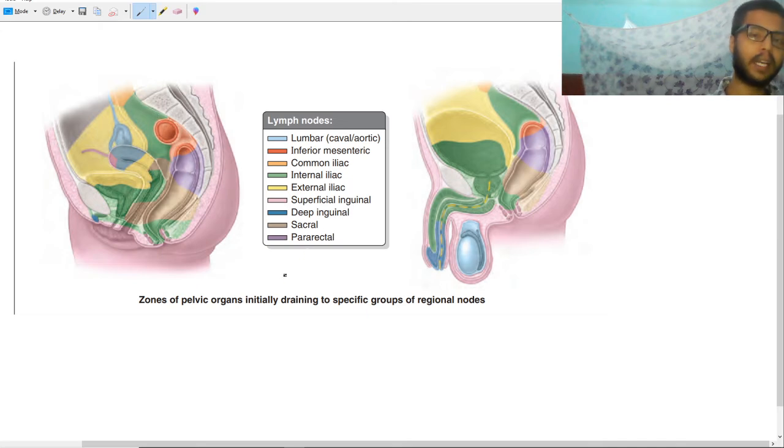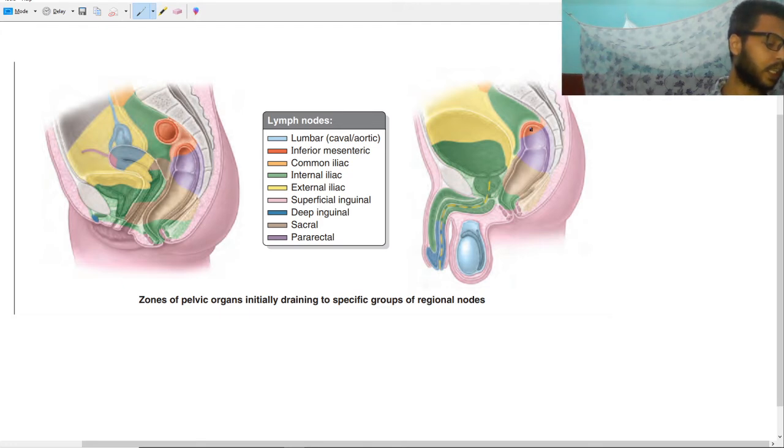And in male, along testicular vessels, these lymphatics drain testis and epididymis to lumbar lymph nodes. And regarding inferior mesenteric lymph nodes, this is red color, this drains superior-most rectum. You can see here, this is superior-most rectum, okay? And sigmoid colon and descending colon, and also pararectal nodes. Pararectal nodes drain into inferior mesenteric lymph nodes, okay?